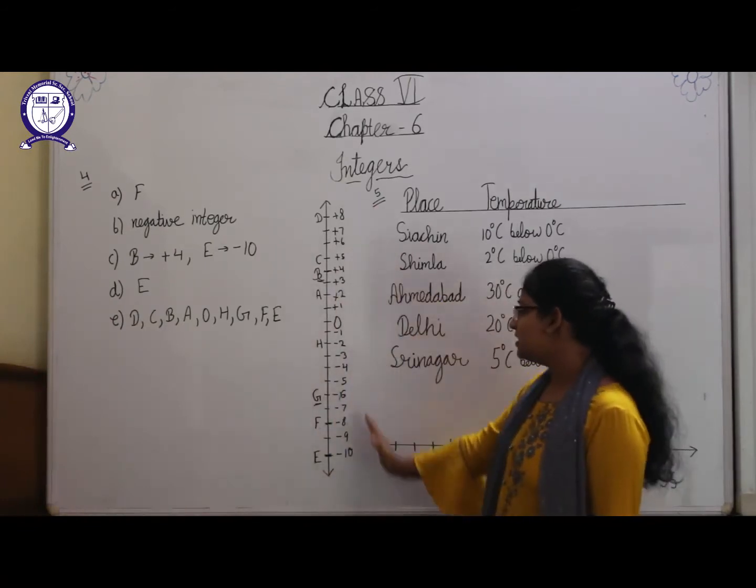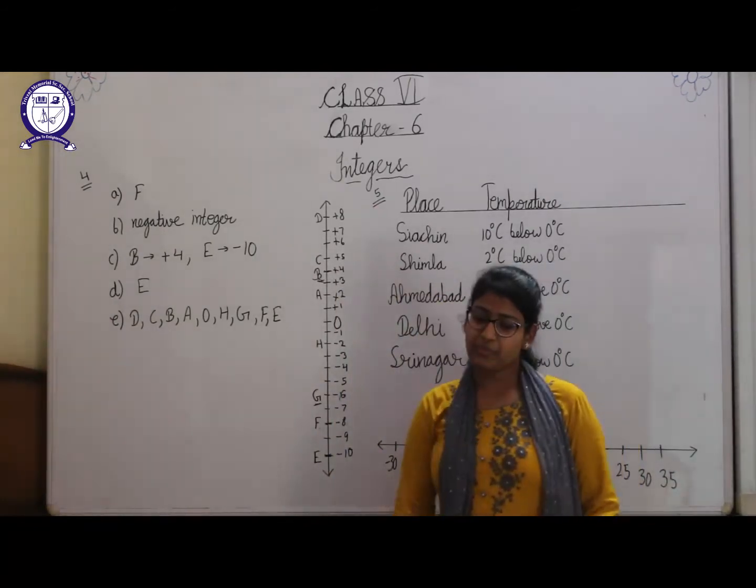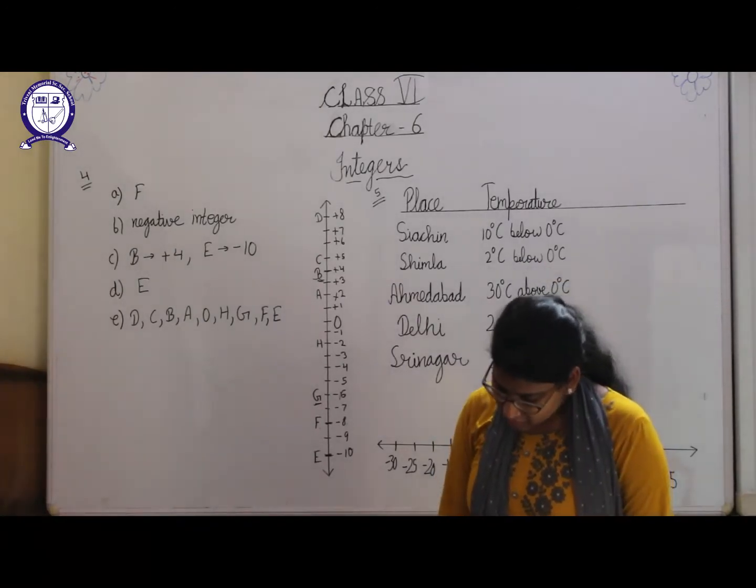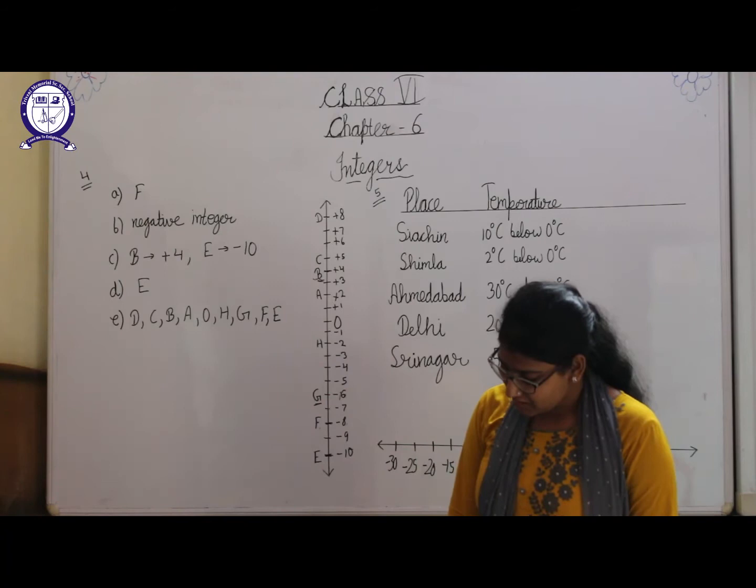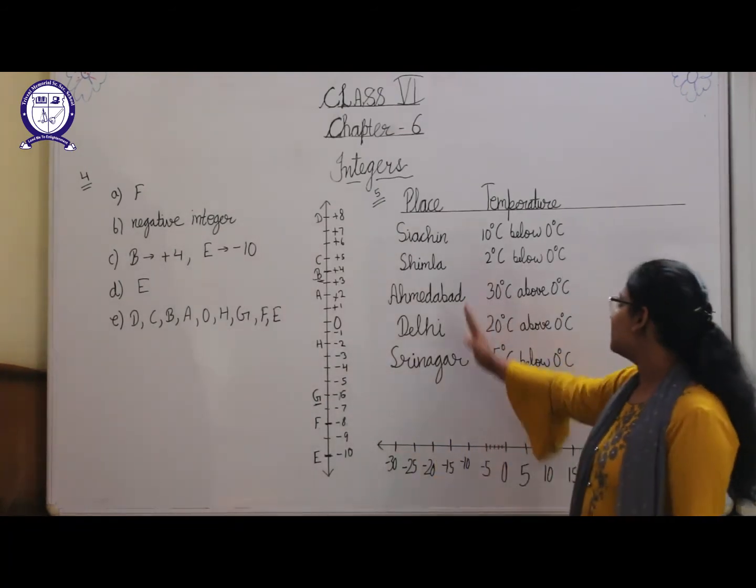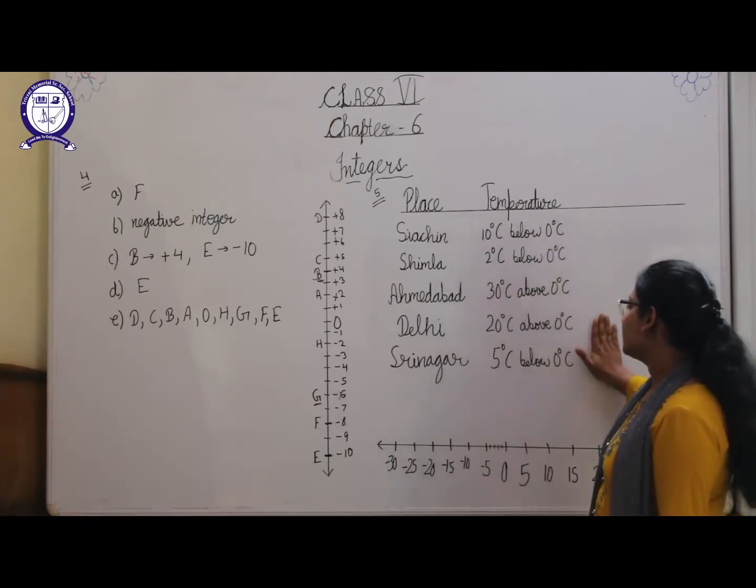Their value is in decreasing order. Okay. Now students, our fifth question is, following is the list of temperatures of 5 places of India on a particular day of the year. Here are the certain places given to you, and here is the temperature given to you.